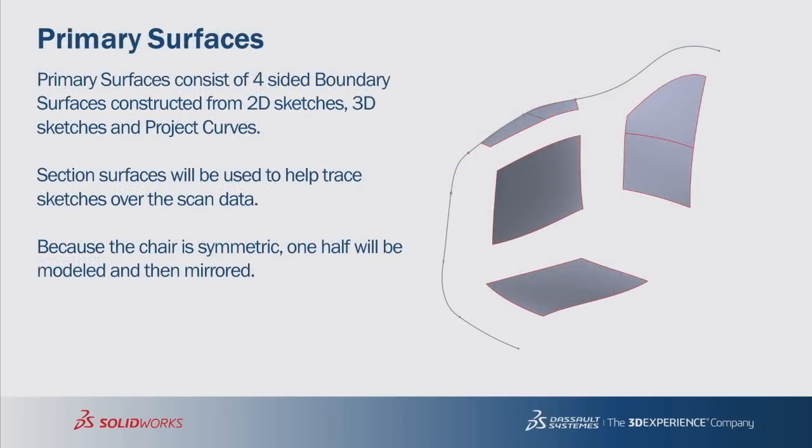So building primary surfaces, what do they consist of? They consist of large, relatively flat surfaces. They're not flat, but the radius of curvature is relatively constant. They don't look like fillets. They kind of look like large, flat portions of the chair.